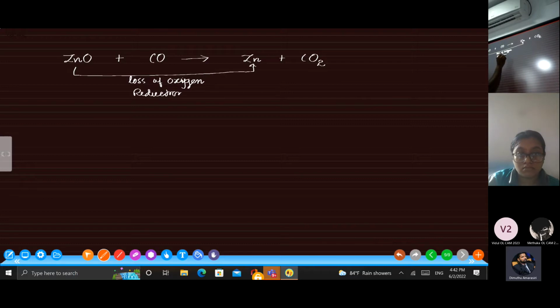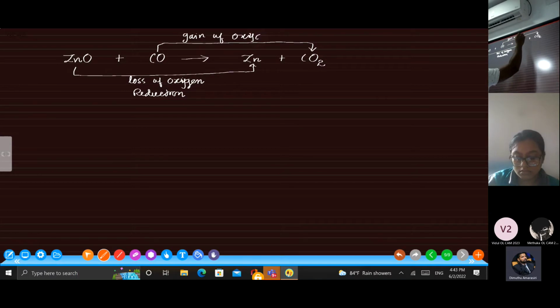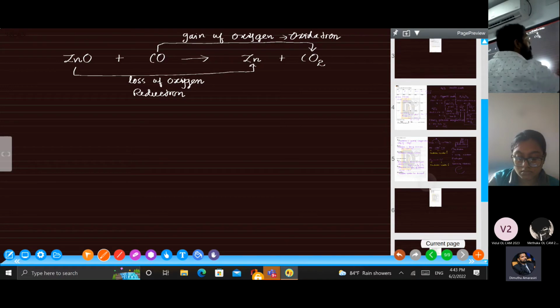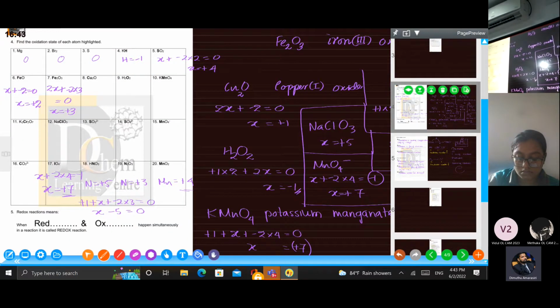Has carbon monoxide gained oxygen? Yes, oxidation. Gain of oxygen. So what is that process? That is the oxidation process. So the overall reaction is what? Redox reaction. That's why we wrote it here. What is redox? Reduction and oxidation happen simultaneously. Then the reaction is called a redox reaction.